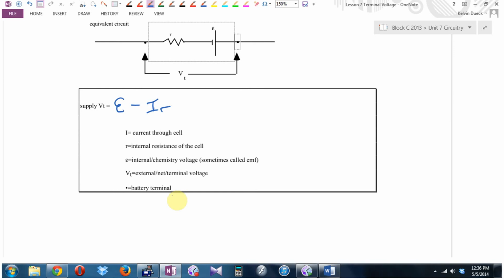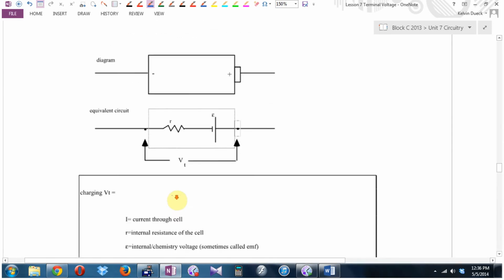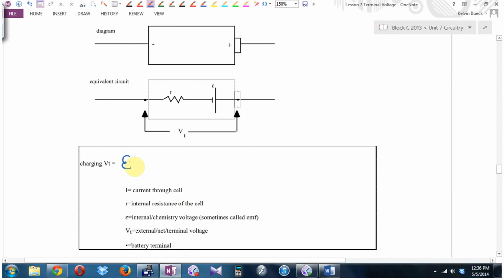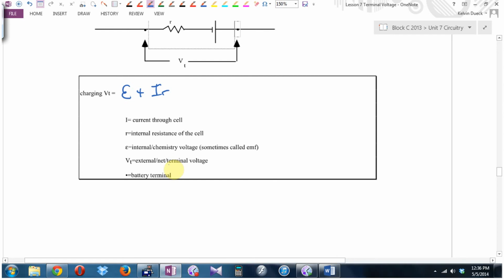If the cell is not supplying current, if the cell is instead being recharged, how can we write that as one formula on your formula sheet? And we expect you, Clara, to figure out whether it's discharging or recharging. It's pretty obvious from the diagram.